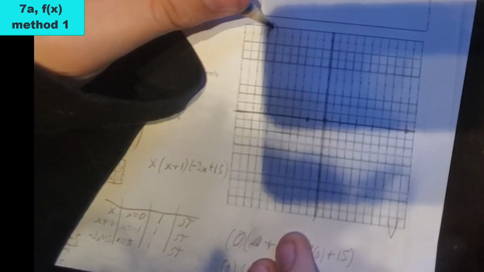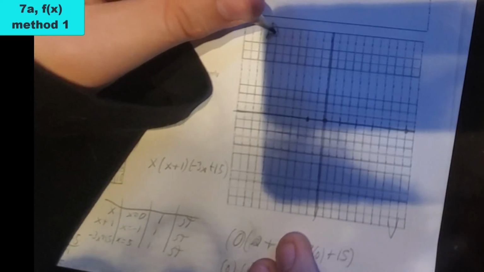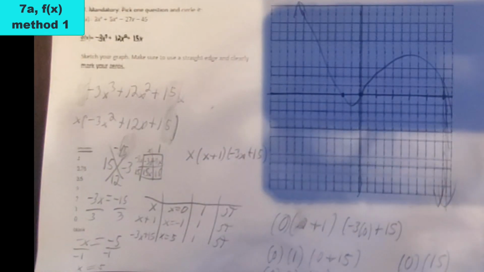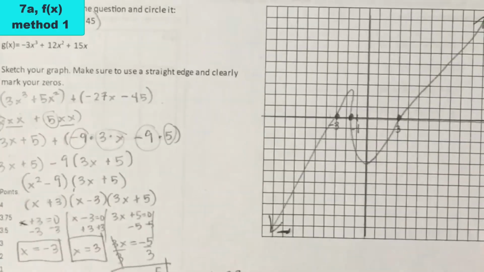Then we'll just go shoot down and up and then down, and that is our very basic, very rough graph. And there you go. That is how you do these two problems.